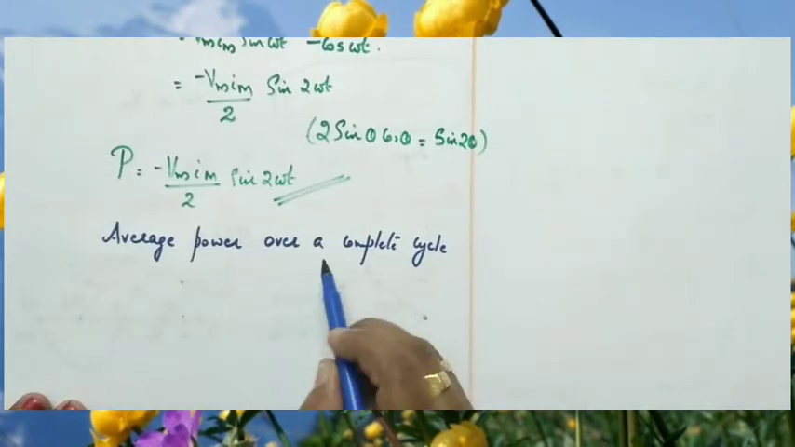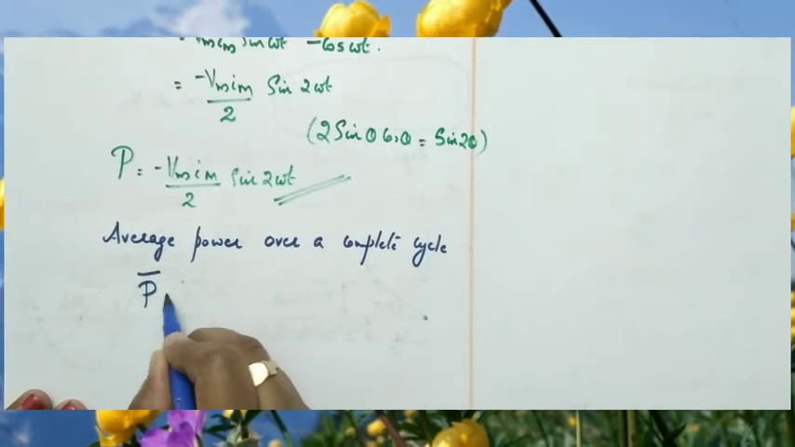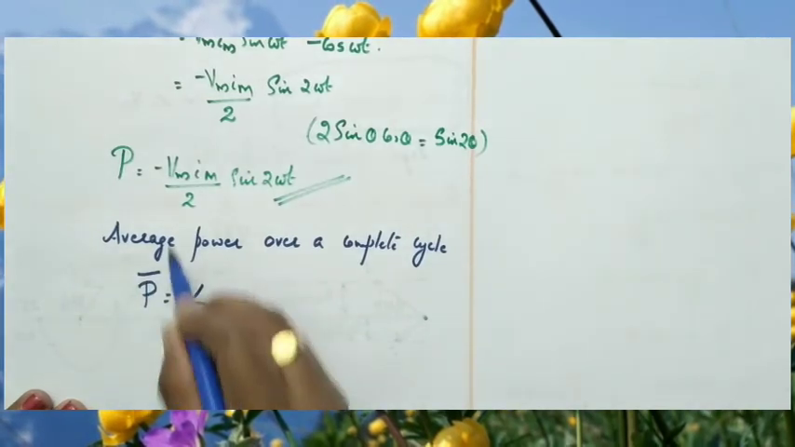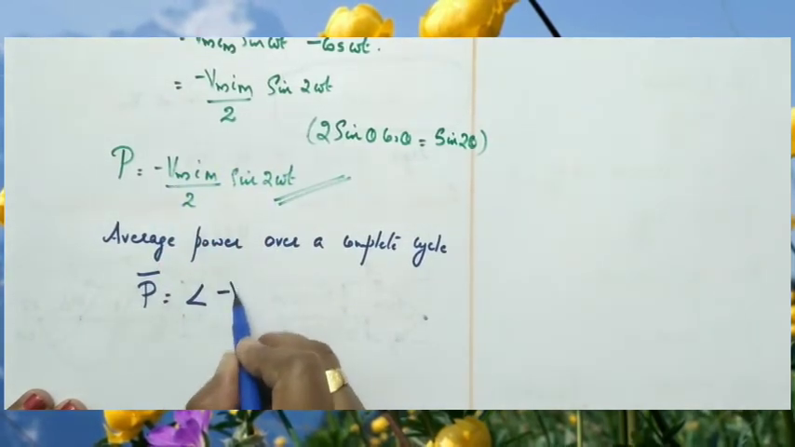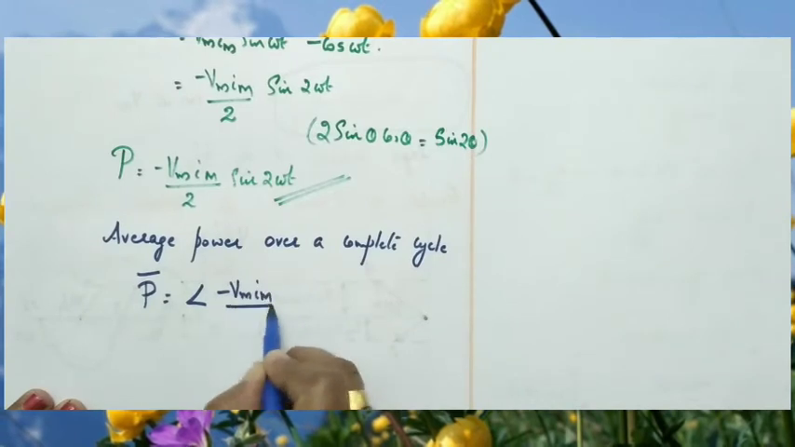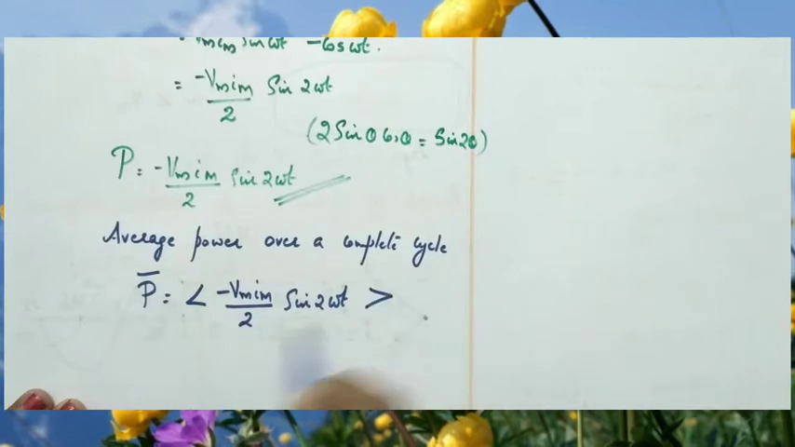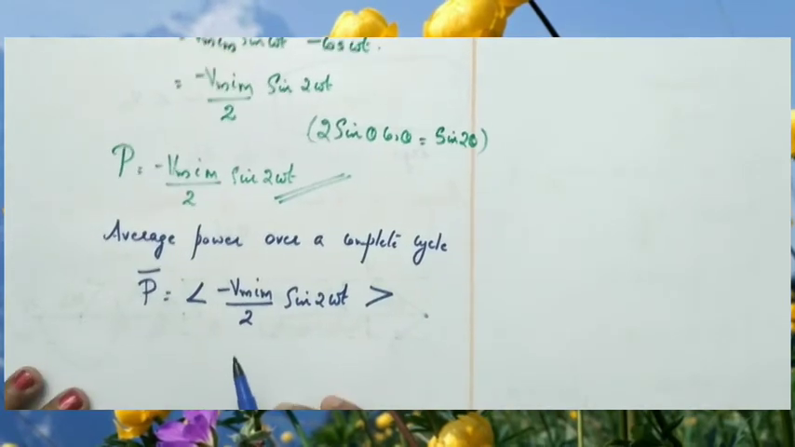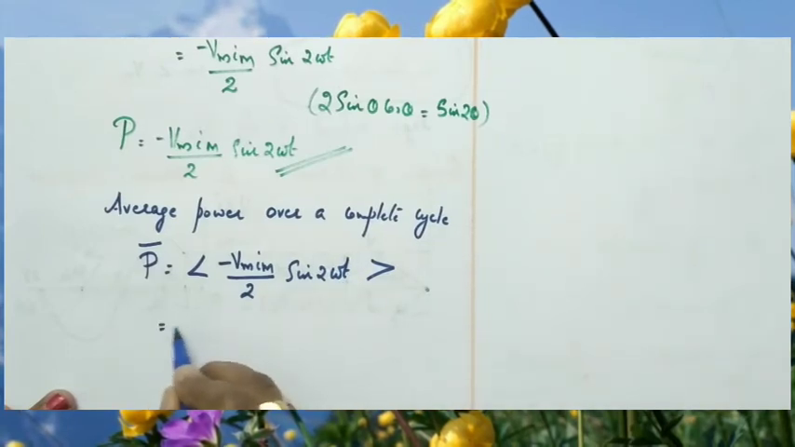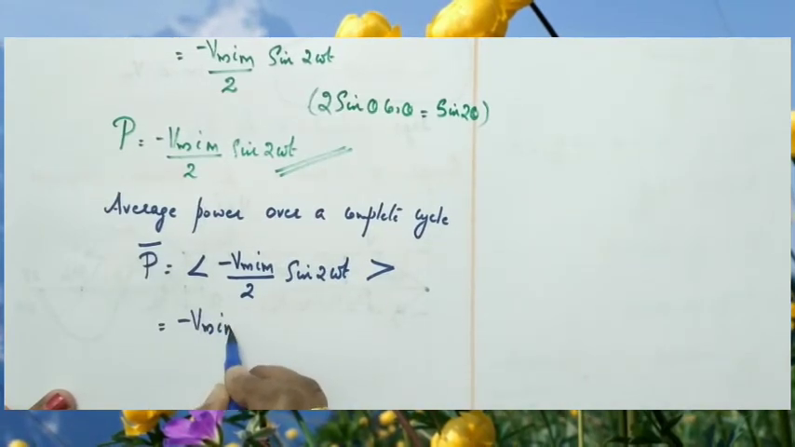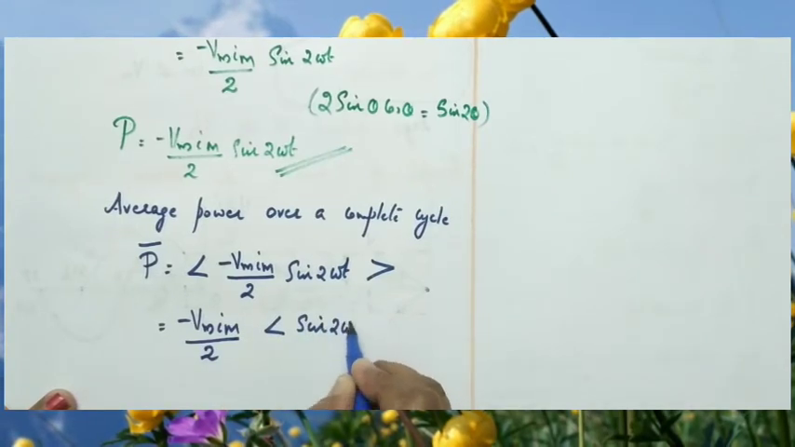Now what is the average power over a complete cycle? Average power is represented by P average. P average is equal to the average of the instantaneous power, that is minus Vm Im divided by 2 sin 2 omega T, and we have to take the average. Clear? Average is applicable only for sin 2 omega T, so the others can be taken outside. So Vm Im divided by 2 into the average of sin 2 omega T.